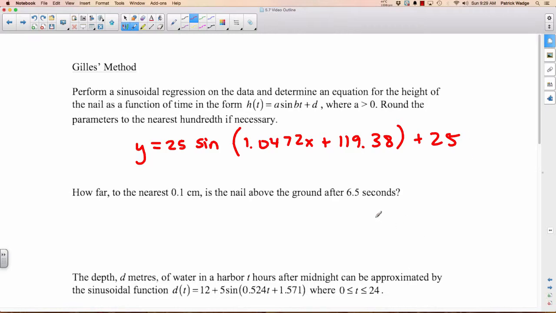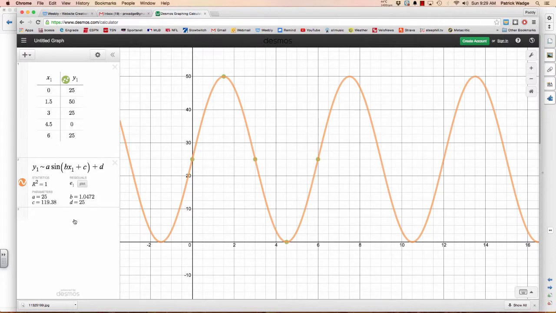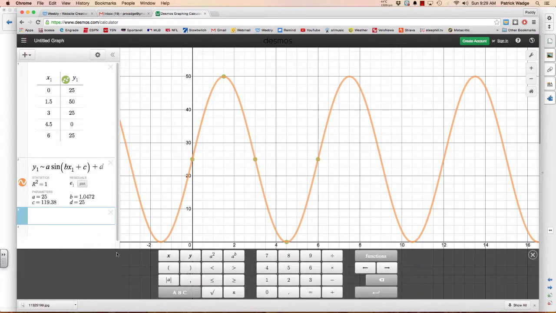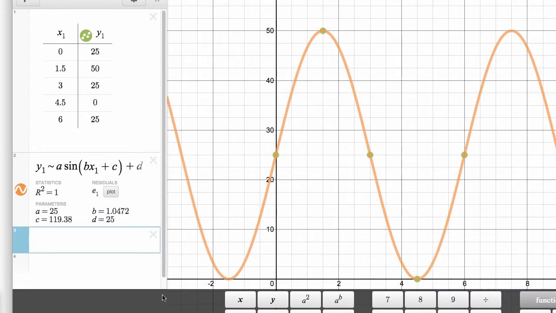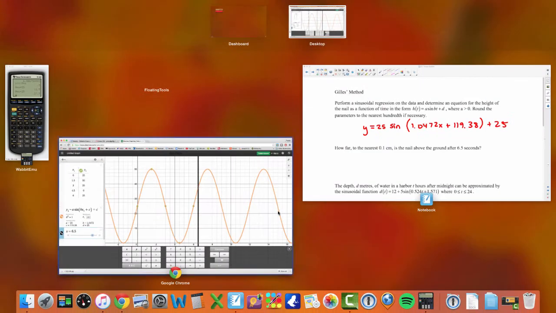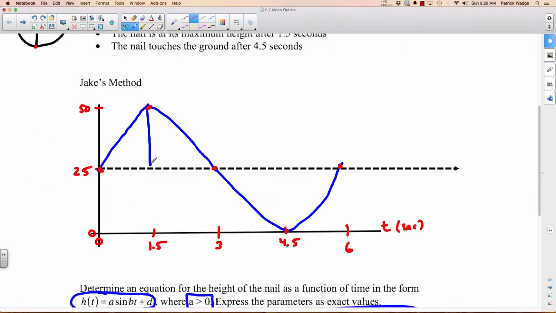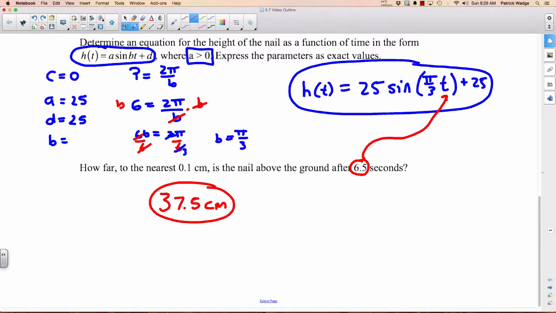And now again, we want to know how high is the nail above the ground after 6.5 seconds. So that's my x value, 6.5. So I put in here x equals 6.5. I check to see where it crosses, and I get 37.5. So 37.5 centimeters. So who was right? Jill said 37.5, and Jake said 37.5. They both got the right answer.